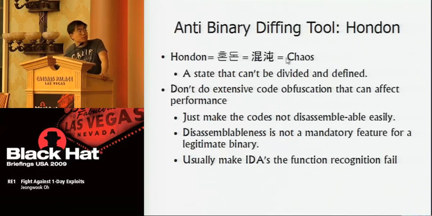So there is a new anti-binary diffing tool, Hondon. Actually it means chaos. It's not doing extensive code obfuscation at all, but it's doing very slight code obfuscation by just putting some meaningless blocks into the control flow graph.